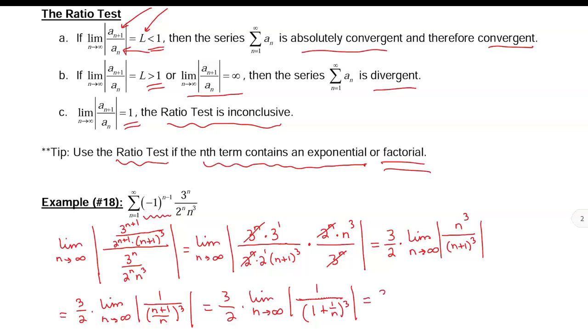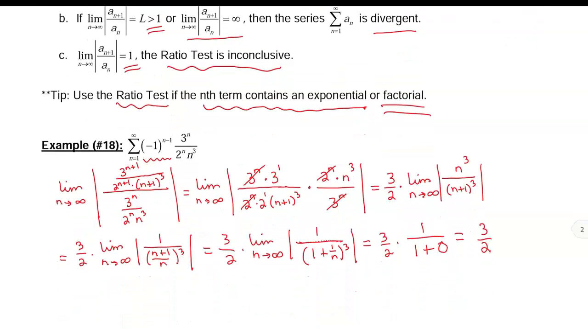Now when I evaluate this limit, I will get 1 over 1 plus 0, which is just 1 over 1. So this product equals 3 halves. Notice how 3 halves is greater than 1. If the limit is greater than 1, then the series is divergent.